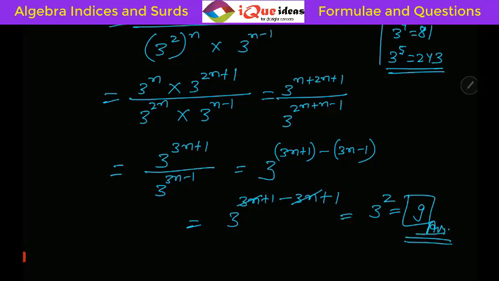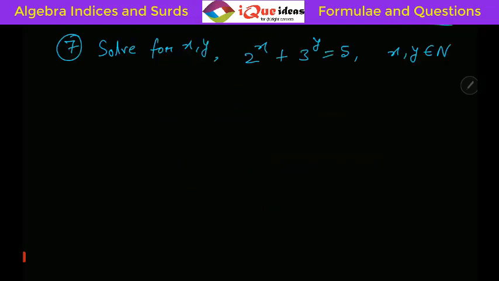Alright. Now let's take the next question. Now this question says, solve for x and y. There is an equation given, 2 raised to the power x plus 3 raised to the power y is equal to 5. And x and y are natural numbers. Right. So if you look at this closely, natural numbers means the minimum value of x and y has to be 1. So x and y both have to be greater than or equal to 1.